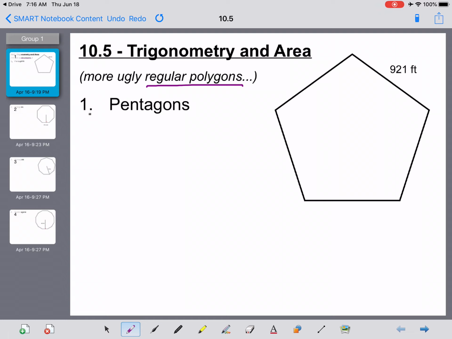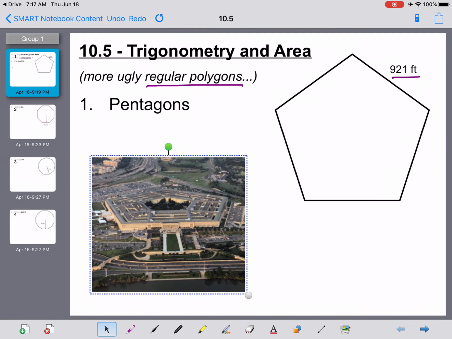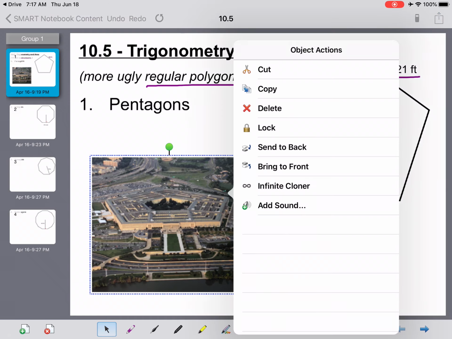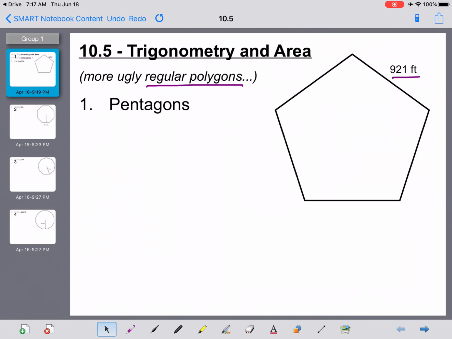So let's start talking. First of all, we have a pentagon here, and a side length of 921 feet is given to us. By the way, if that sounds like an odd size just to randomly choose here, the reason why is because there is really one pentagon that people tend to know, and that is the Pentagon in Washington, D.C., where our government's military is headquartered. And the Pentagon, as the name would imply, is a pentagon, and each side of that building is 921 feet. So anyway, let's get rolling here.